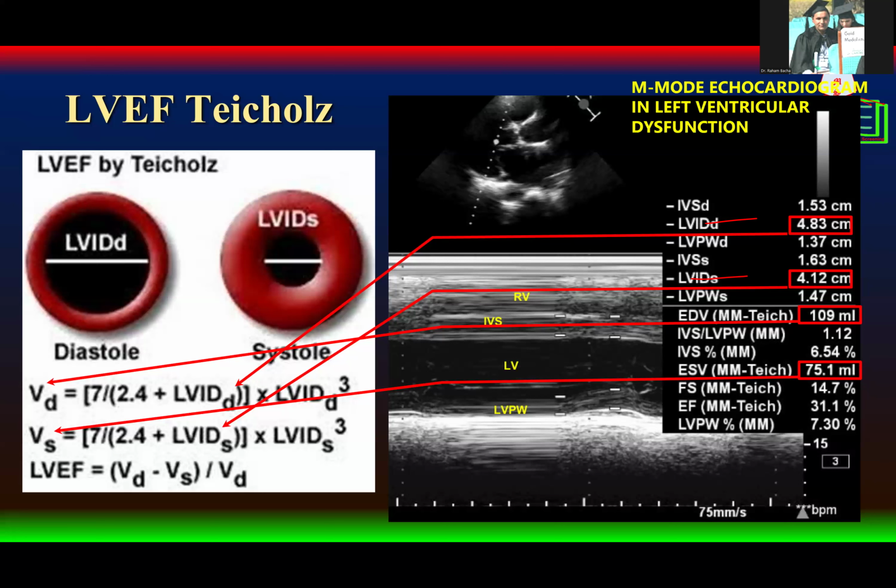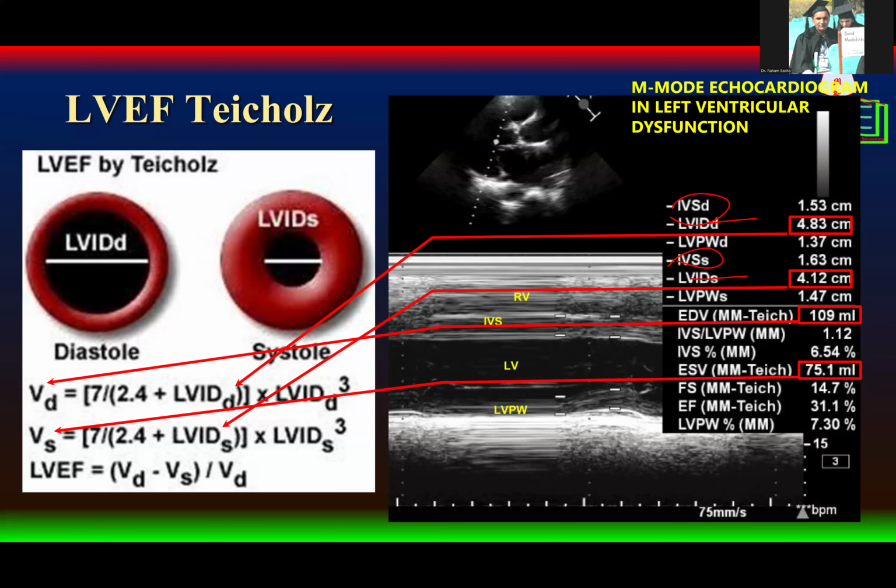Apart from that, the interventricular septum during diastole is here and during systole is here. So during systole it will be a little bit thicker, which is 16.3 millimeter, as compared to the diastolic thickness of the interventricular septum, which is 15.3 millimeter. This is the difference which occurs with the contraction of the cardiac muscle. With the contraction, the thickness of the muscle is increased, and resultantly, the posterior wall and the interventricular septum thickness will be greater during systole as compared to diastole.